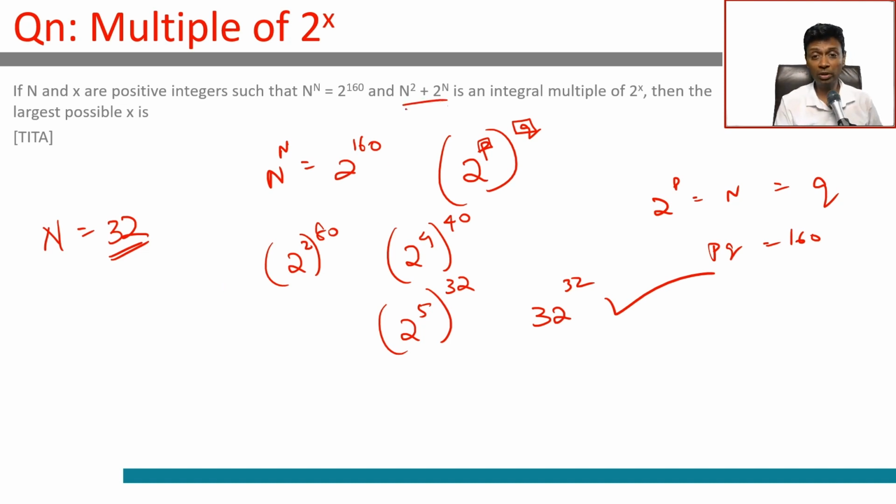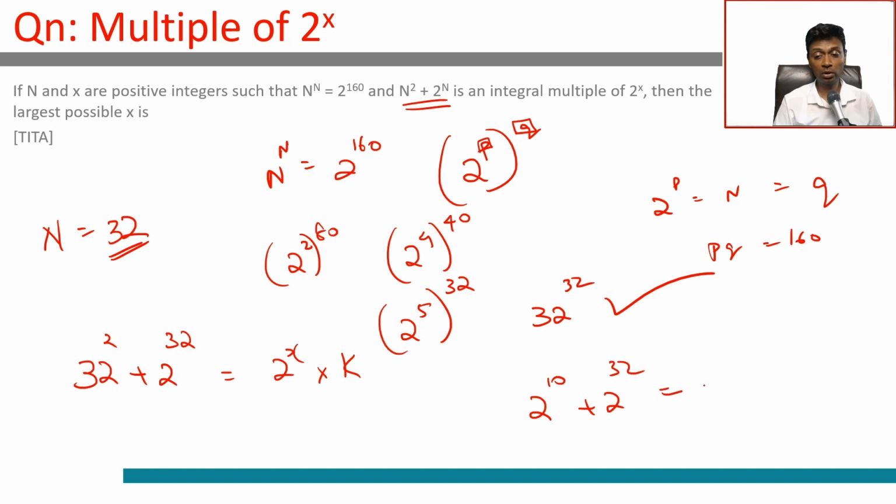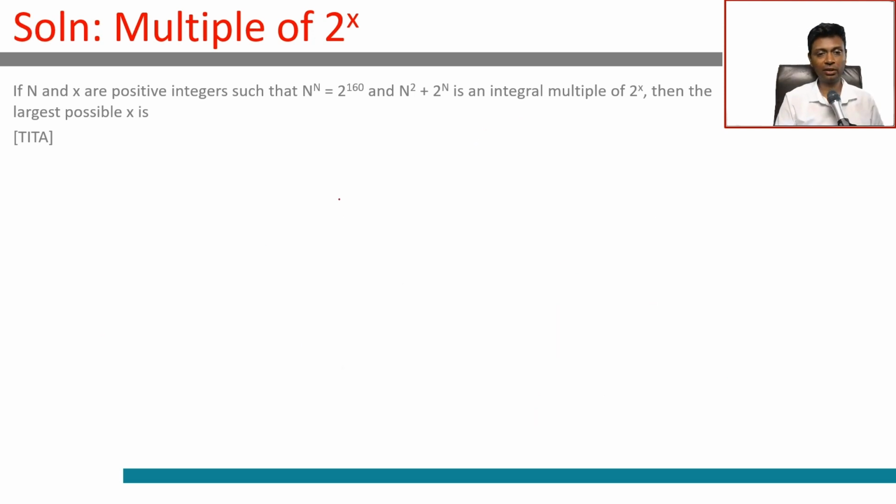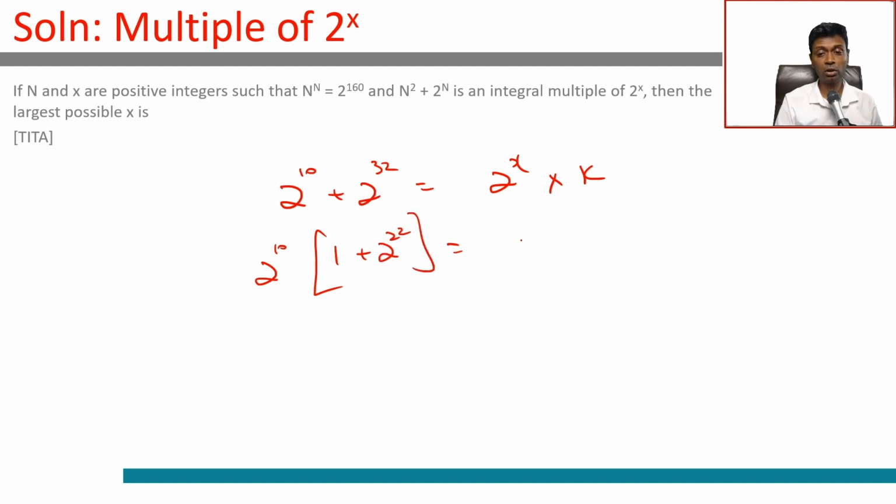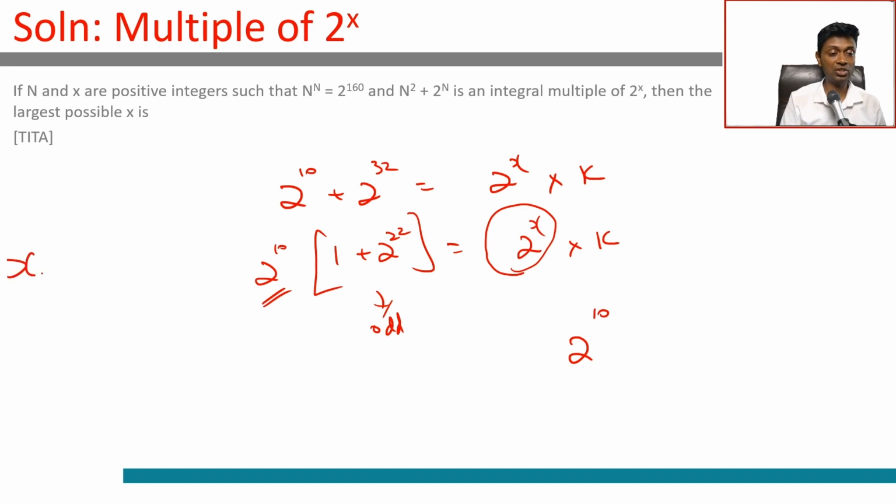n square plus 2 power n. 32 square plus 2 power 32 is an integral multiple of 2 power x. 32 square is 2 power 5 whole square. So 2 power 10 plus 2 power 32 is 2 power x into k. Largest possible x. Think about this. This is 2 power 10 into 1 plus 2 power 22 equals 2 power x into k. This is an odd number. So our number is 2 power 10 into an odd number, or the largest power of 2 that can sit here is 2 power 10, or largest possible x. X max.